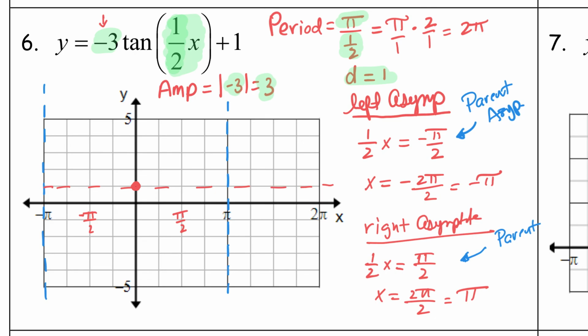So now we're going to have a min first. So we're going to go down 3 units, 1, 2, 3. And then at pi over 2, we're going to go up 3, 1, 2, 3. And yes, now it looks like cotangent.